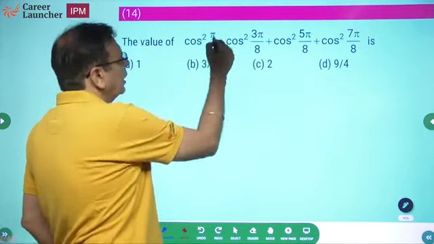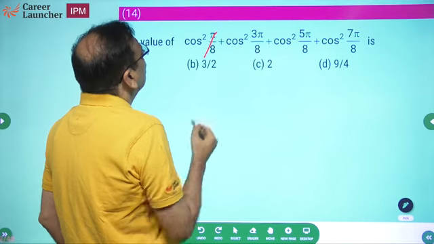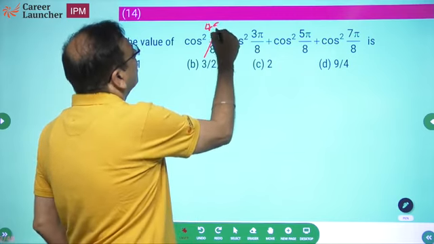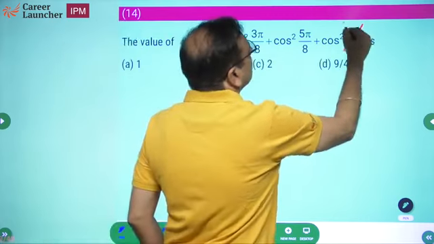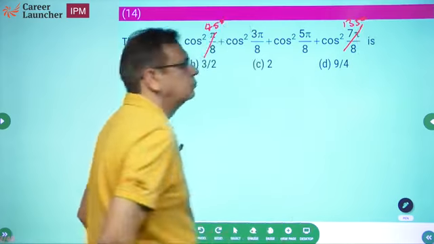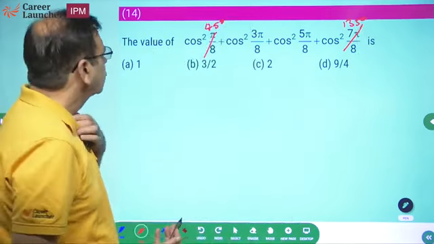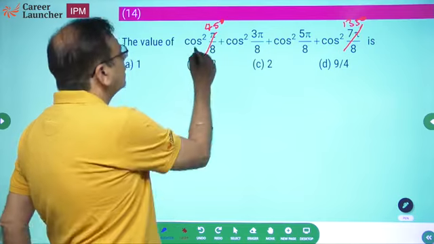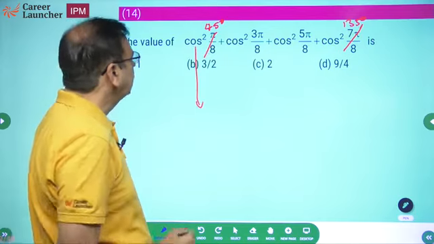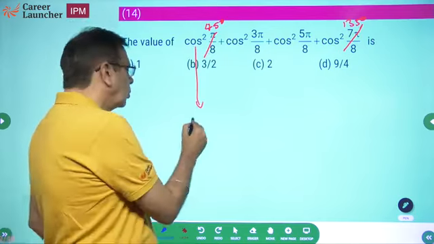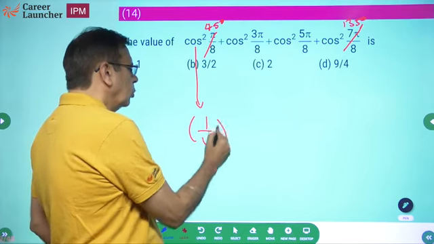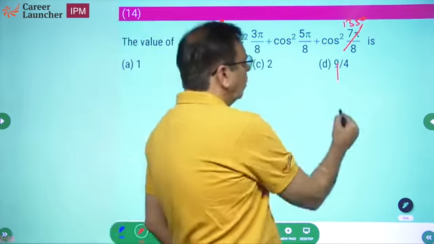So let me say instead of this, if I have cos of 45 degrees and 135 degrees, both will work. So what is cos of 45 degree? Cos of 45 degrees is going to be 1 by root 2. So this becomes 1 by root 2 square. And what is 135?